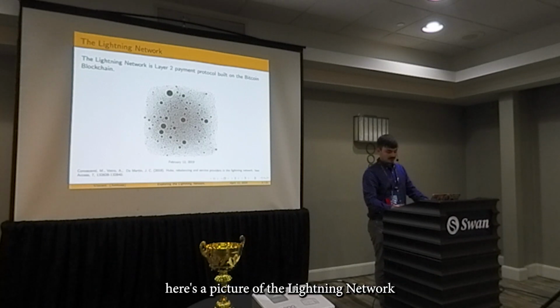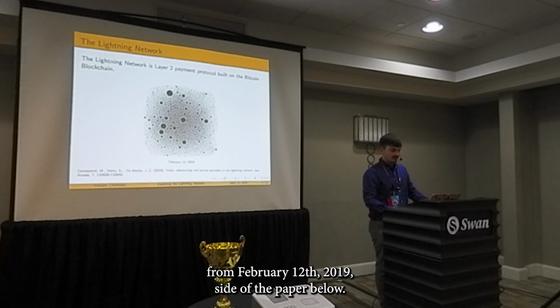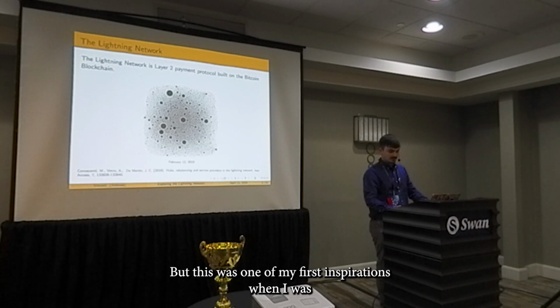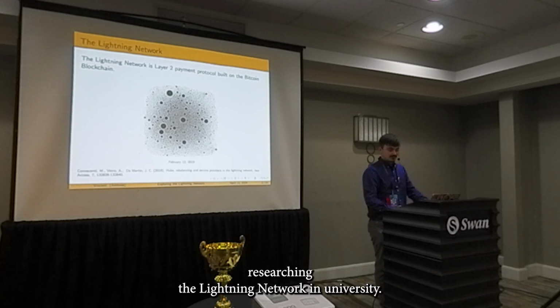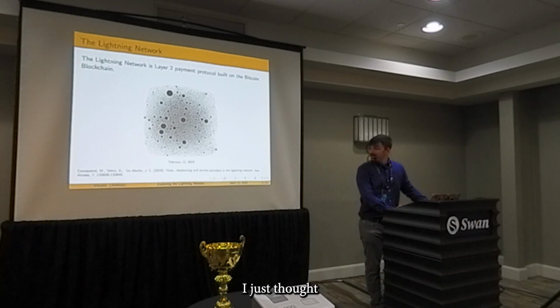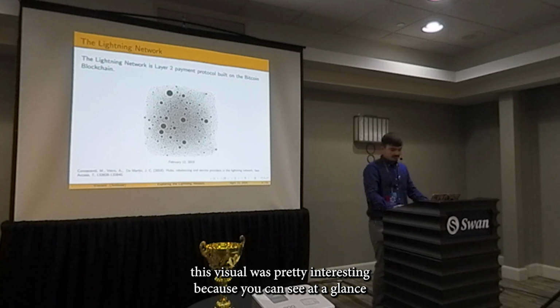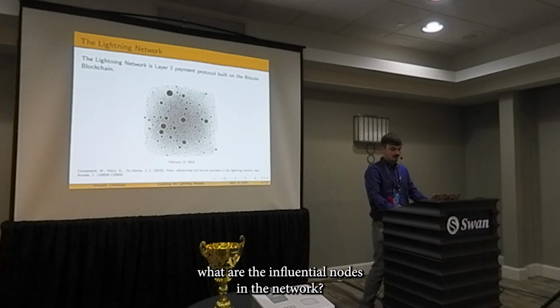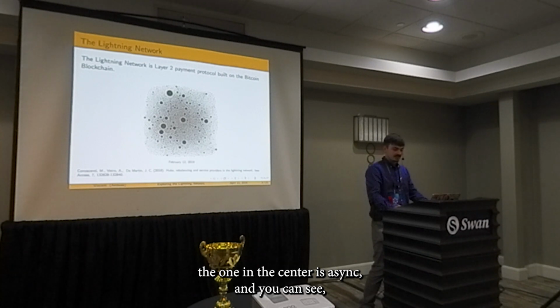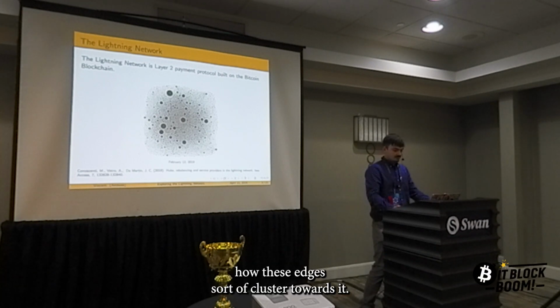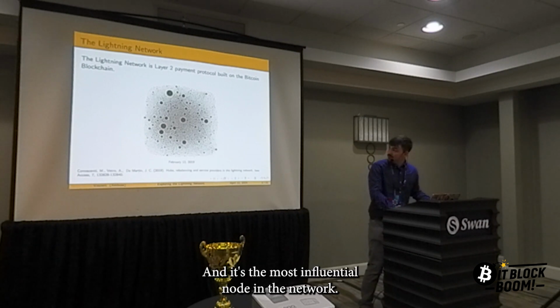Here's a picture of the Lightning Network from February 12, 2019. I've cited the paper below, but this was one of my first inspirations when I was researching the Lightning Network in university. I just thought this visual was pretty interesting because you can see at a glance what the influential nodes in the network are. The one in the center is async, and you can see how these edges sort of cluster towards it, and it's the most influential node in the network.